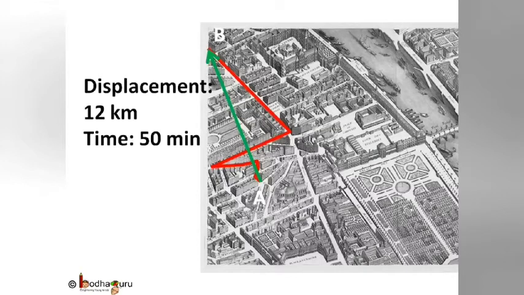So always remember, distance is the total length of the path that the object took, but displacement is the measure of the straight line between initial and final position. Distance is a scalar quantity, whereas displacement is a vector quantity. You need to mention in which direction the displacement has happened.